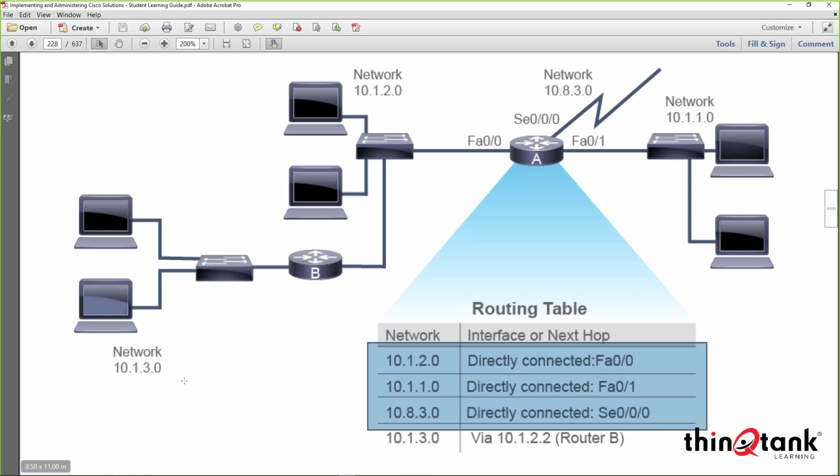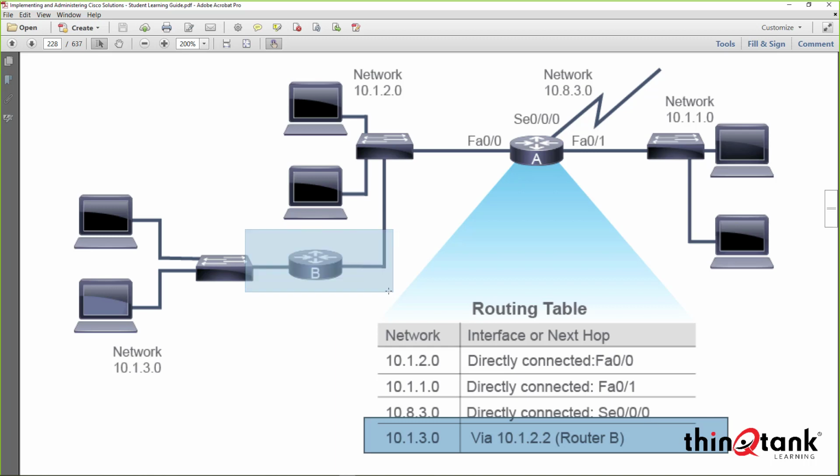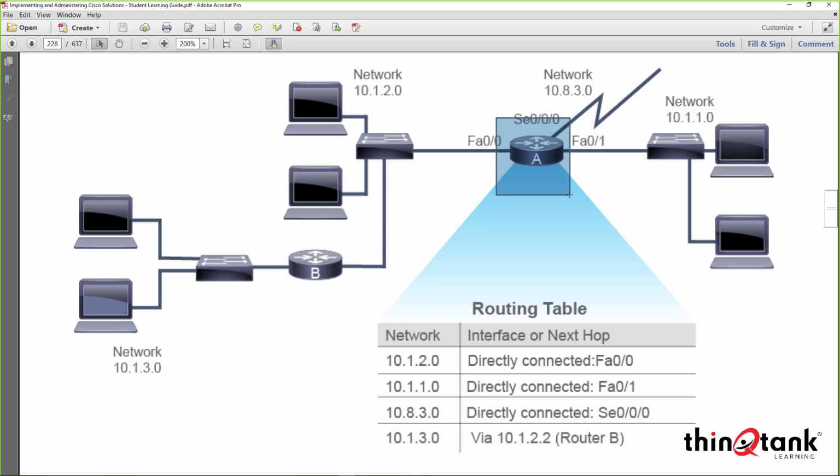But we also have this destination network here, 10.1.3.0, that is not directly connected. So that has to be learned somehow. Again, router B might be talking OSPF with router A, or EIGRP, and they're exchanging that information with a dynamic protocol. Or router A might have a static route that points to router B, and so on.